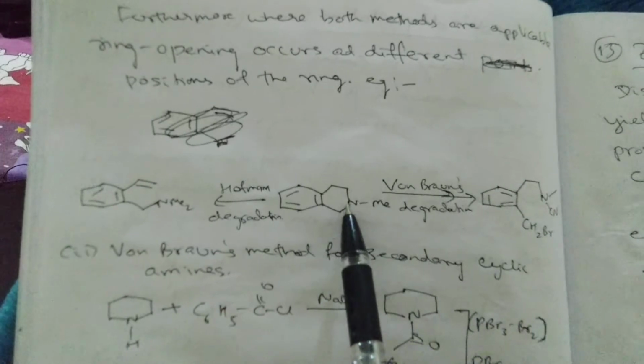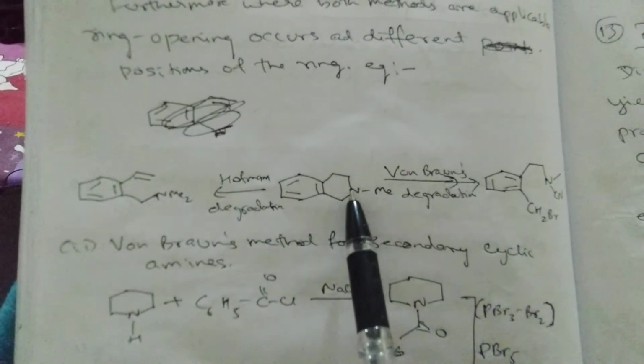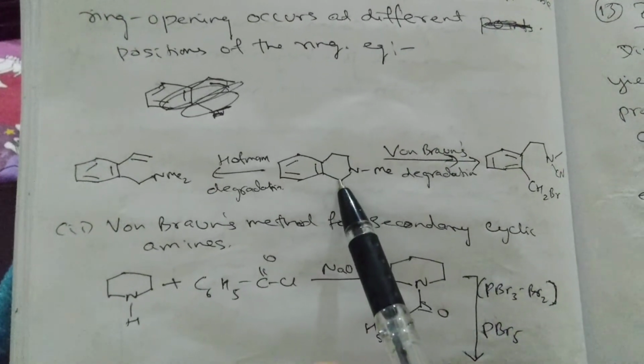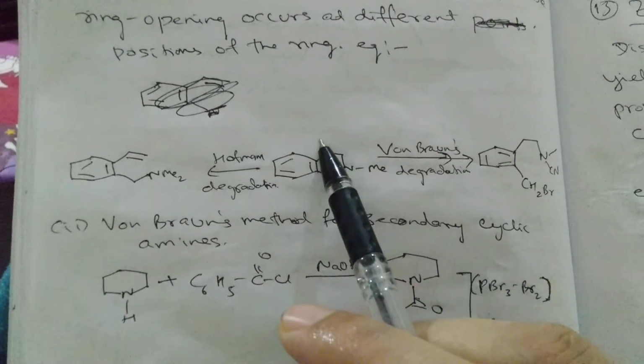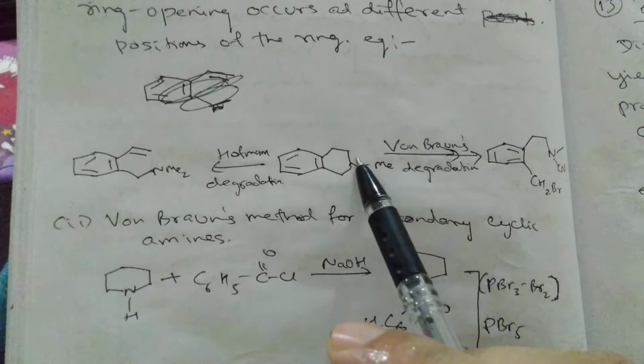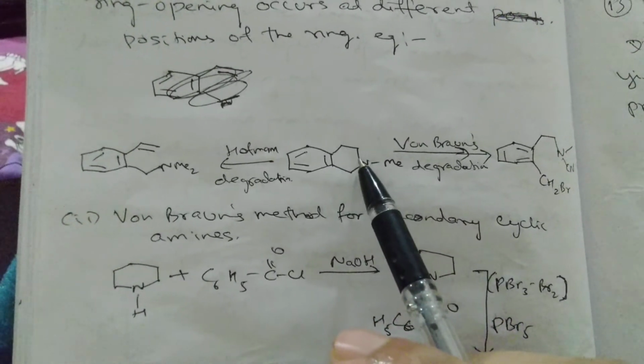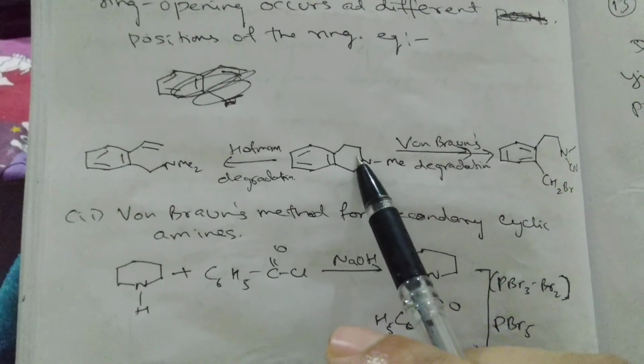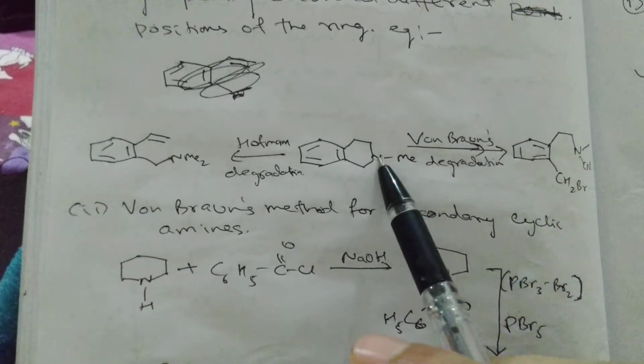So simply, for this molecule, when you do Hofmann, what will happen? At the beta position this will break up, right? Here alpha is there, beta there is no hydrogen. So the beta hydrogen will be taken, this will come out, and this will come out. The first step is the same for both of them. You react with CH3I, so it forms the quaternary amine.